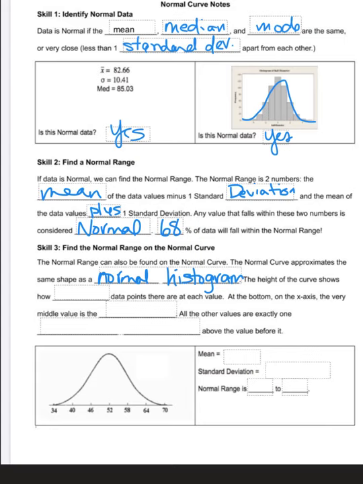So the height of the curve shows how many data points there are at each value. At the bottom, on the x-axis, the very middle value is the mean. All the other values are exactly 1 standard deviation above the value before.